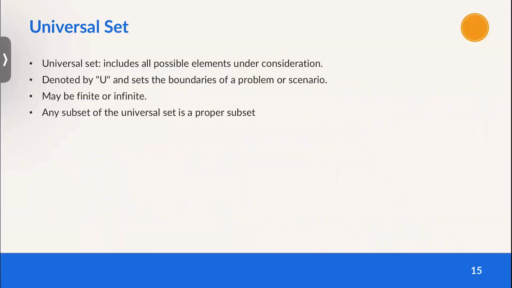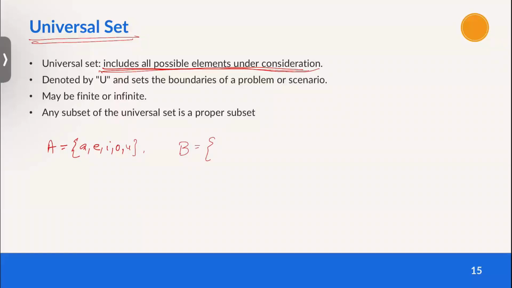The last concept here is that of the universal set. So what is a universal set? The set that includes all possible elements under consideration is the universal set. If we take the example of the English alphabet, suppose we have a set A which is all the vowels: A, E, I, O, U, and B is the set of consonants: B, C, D, F, and so on till Z. In this case, we can think of a universal set.